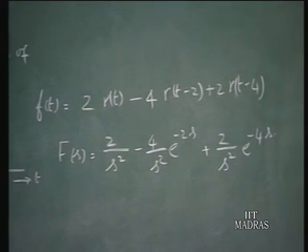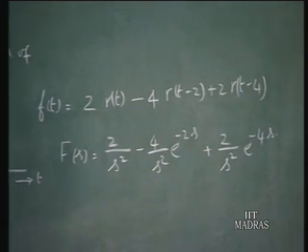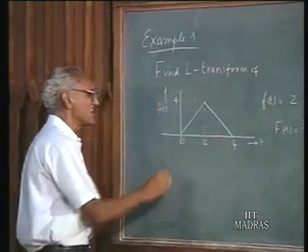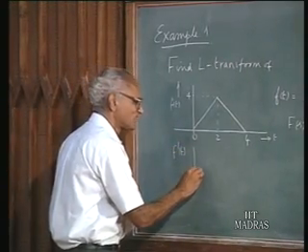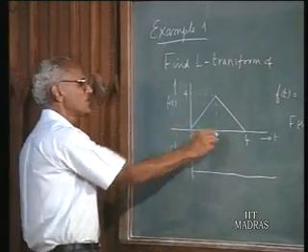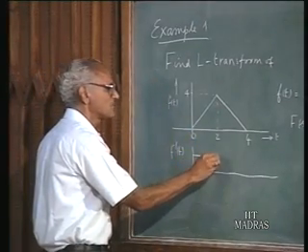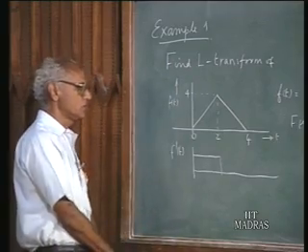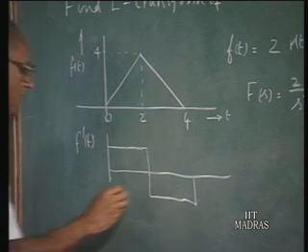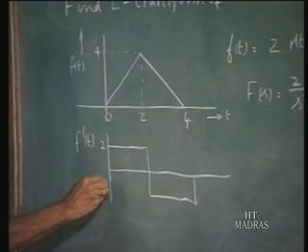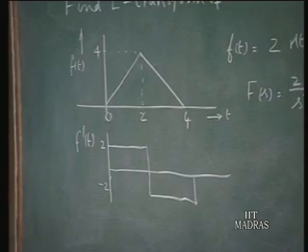It is illustrative to obtain the same result by differentiating this f of t once or twice and finding out the Laplace transform of the derivative functions, and then go back and see how it agrees with this or not. So, let us see. If I take the derivative of this, f prime t, then for 0 to 2 seconds it has a slope of plus 2, and from 2 to 4 seconds it is a slope of minus 2. So, that would be the derivative function, 2 and minus 2. That is f prime t.